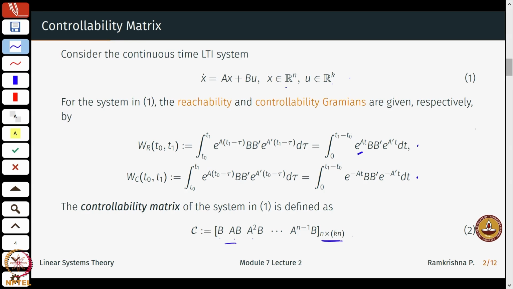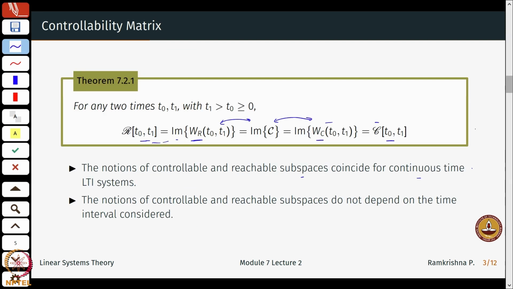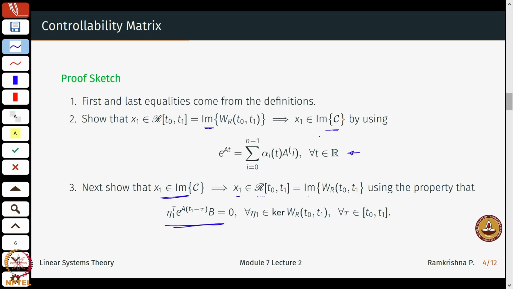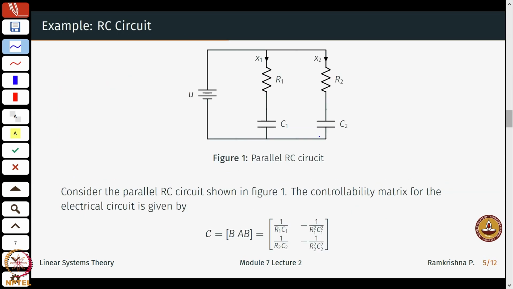Okay. So, what we prove now is this one, that this is true, and the other part of the proof, that image of C is actually equal to the image of WC, is a very obvious consequence. The proof goes in exactly the same lines. Okay. Now, we come back to our examples.